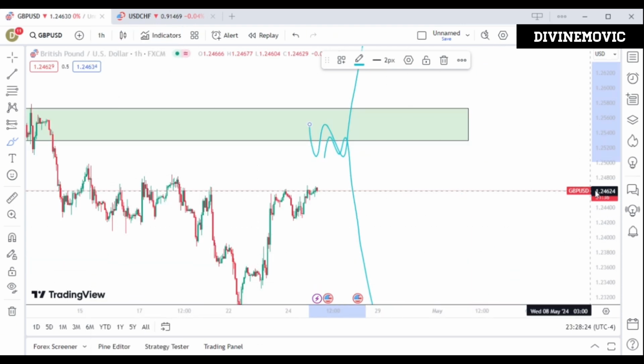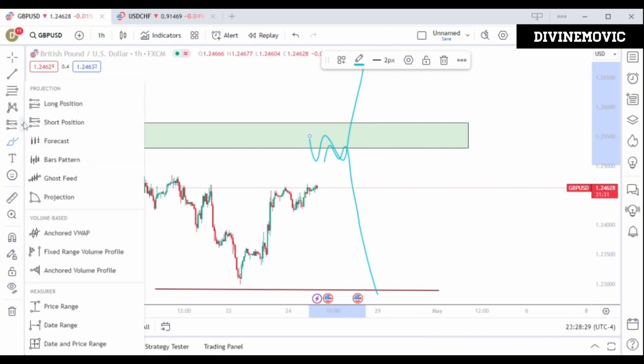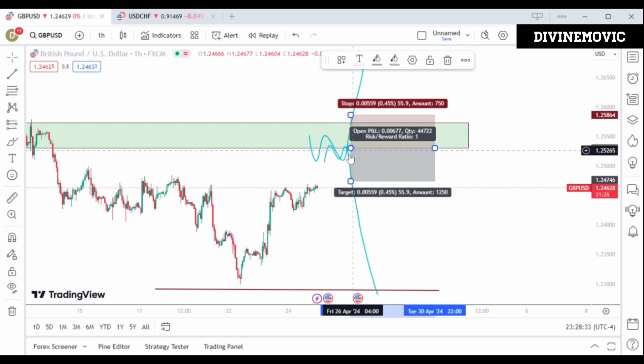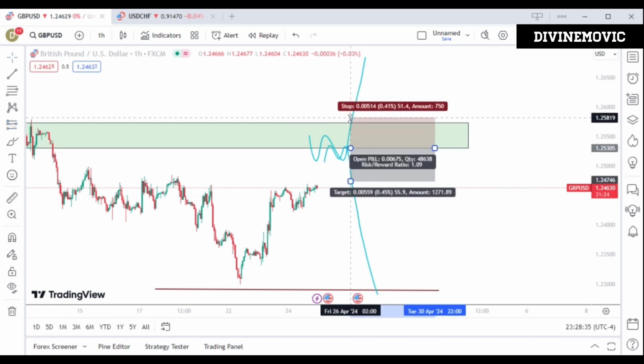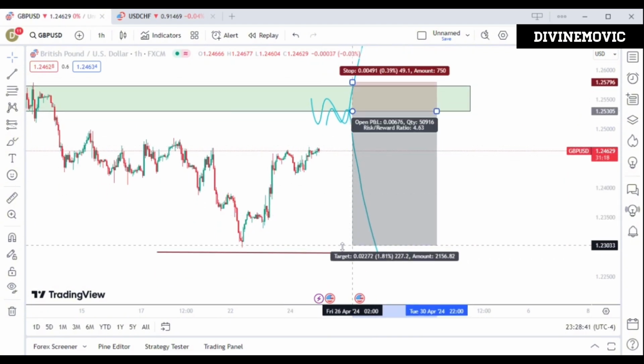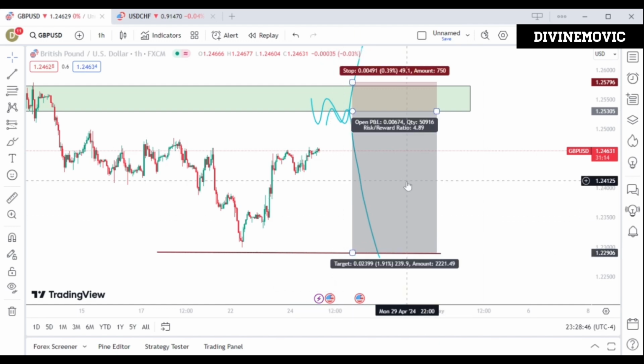What you want to do now is, if price comes to this point and gives us an M pattern, we simply use our short position, put our stop loss above this swing here, and take profit at this point here. And this is a very clean 1 is to 4 risk to reward.